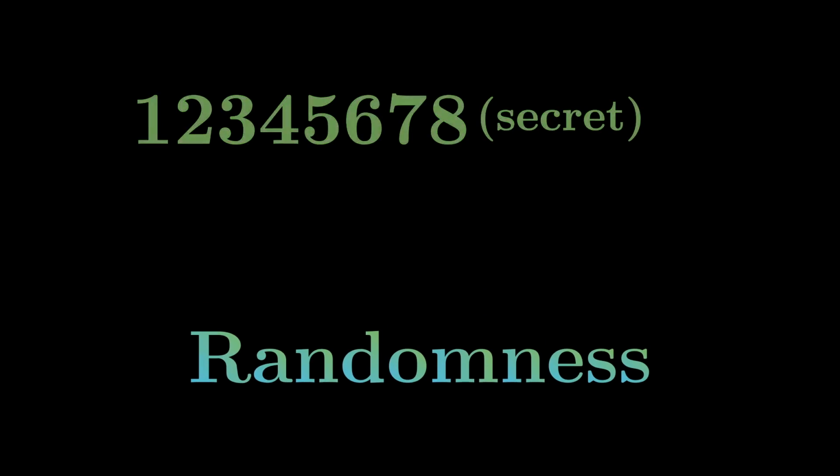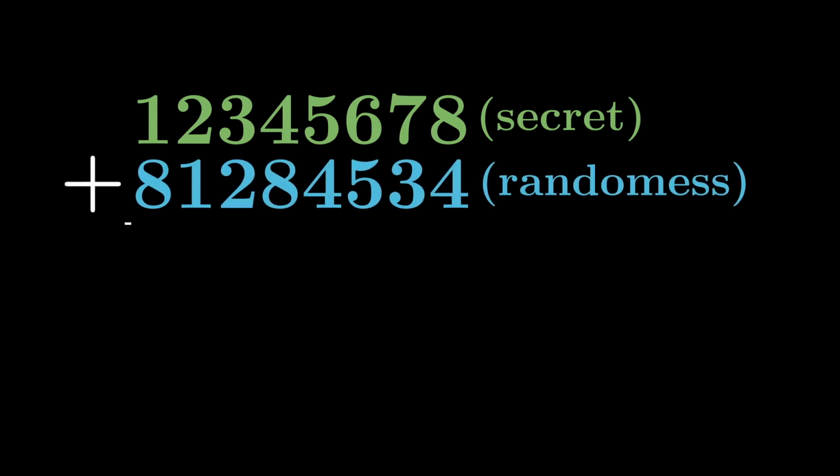We'll start with our original 8-digit secret. Then we'll generate a random 8-digit number, which will serve as our randomness. Now, all we need to do is add these two numbers, but the way we will add these numbers will be different than a normal addition.